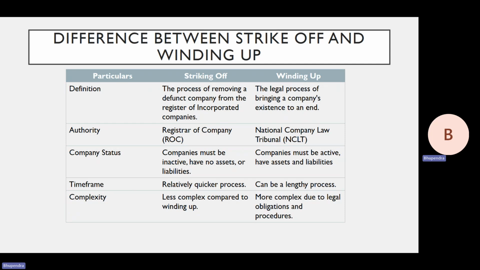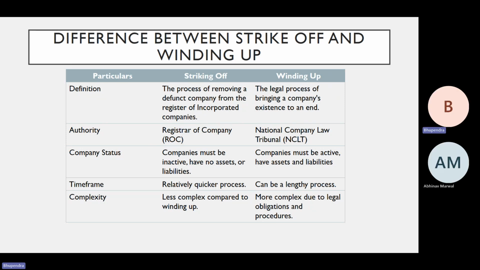Winding up is a process of bringing a company's existence to an end. Authority: ROC in case of striking off, NCLT, National Company Law Tribunal, in case of winding up. Company status in case of striking off must be inactive and it has no asset and liability. But in case of winding up, company status must be active and have asset and liability.